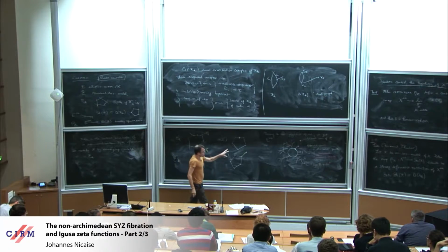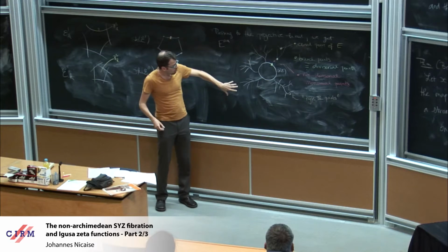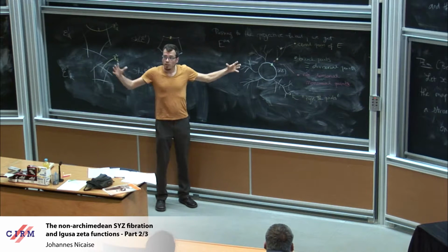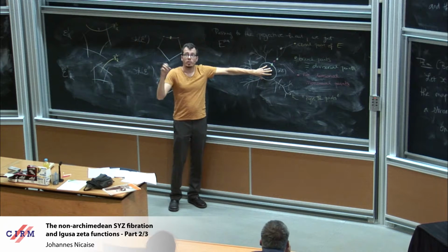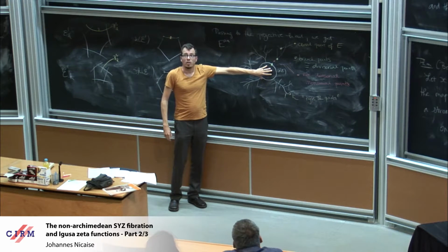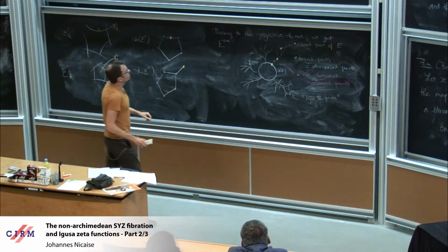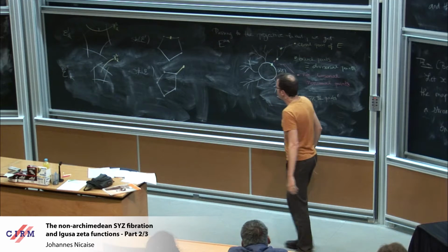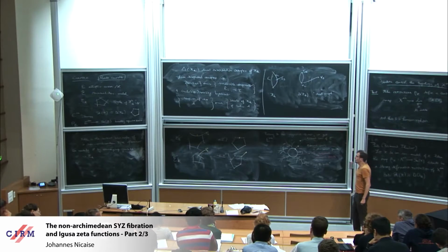And so on this picture, you can also see the strong deformation retraction to the skeleton at work. So what it's going to do is, it will start at the outside of your branches, and it will suck in all the branches into the skeleton. And that's your strong deformation retraction of the Berkovich space onto the skeleton. So that's, I think, a very convenient picture to demonstrate that non-Archimedean geometry has something to do with the conjectural properties of the SYZ fibration.